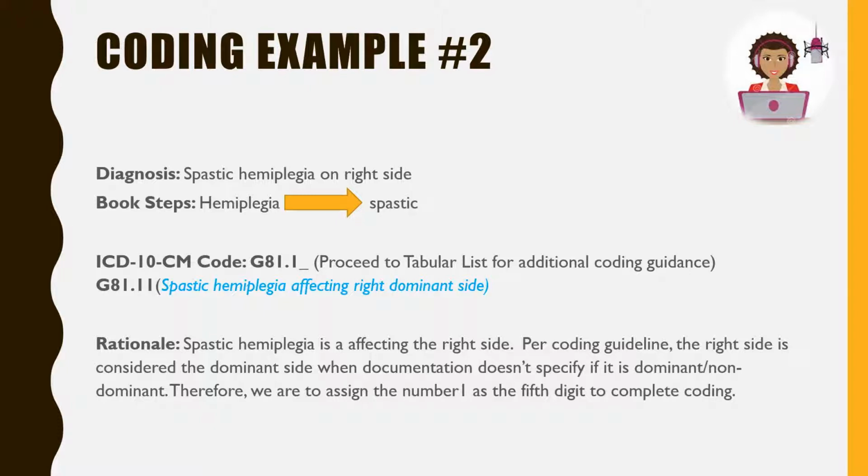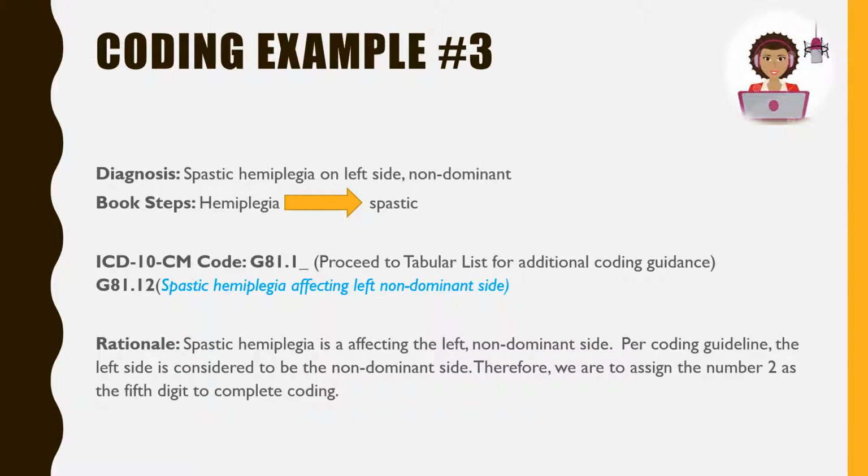So our rationale for this, again, is that the spastic hemiplegia is affecting the right side. And per coding guideline, the right side is considered the dominant side when documentation doesn't specify if it is dominant or non-dominant. Therefore, we are to assign the number 1 as the 5th digit to complete the coding. So our final ICD-10 code for this diagnosis should be G81.11.